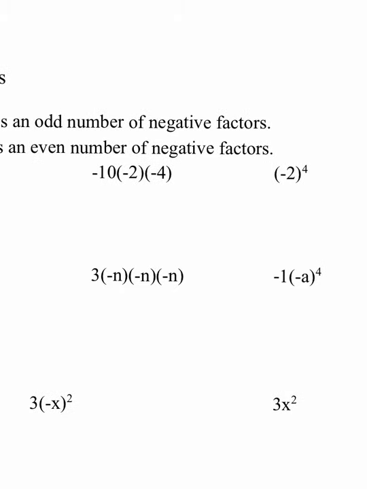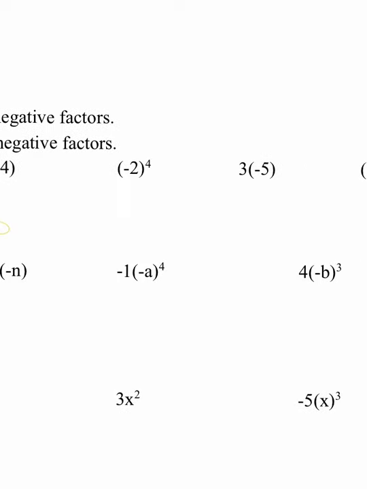Okay, 3 negatives, so that's odd. So we have a negative, and then we did 10 times 2, 20 times 4, which is 80. Technically, you can rewrite this as negative 2 times negative 2 times negative 2 times negative 2. We shouldn't have to. We should realize that there's 4 negatives, so my answer is going to be positive. And then 2 times 2 is 4, times 2 is 8, times 2 is 16. So my answer is positive 16.